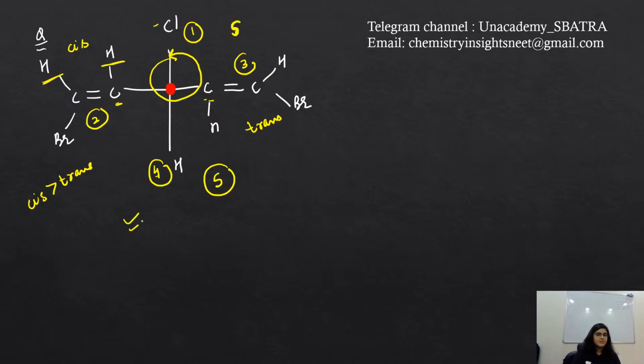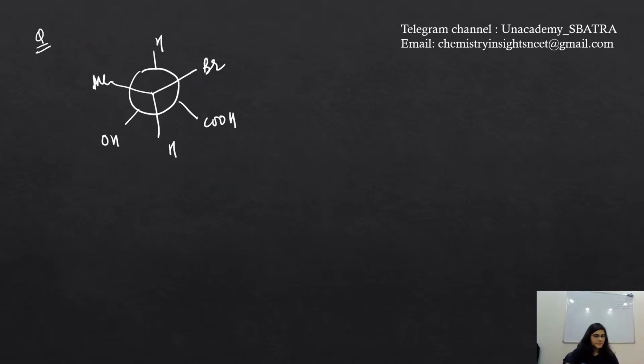And this is how you can analyze these concepts. All right, now the next question in front of your screen is this compound. What you have to do is assign RS nomenclature for both the chiral carbon centers. So just analyze this Newman's projection carefully and give your RS nomenclature.